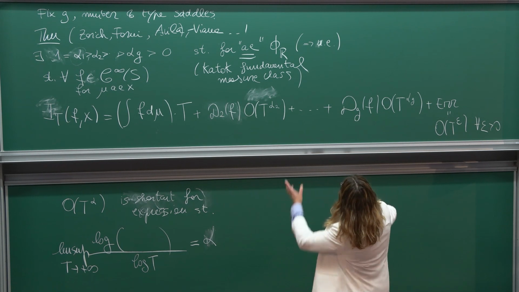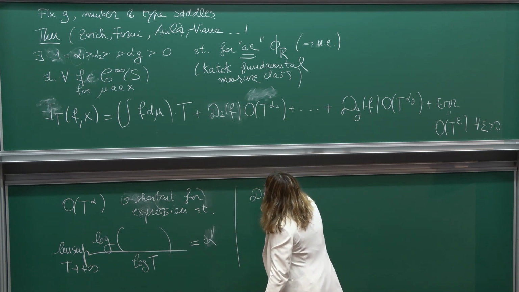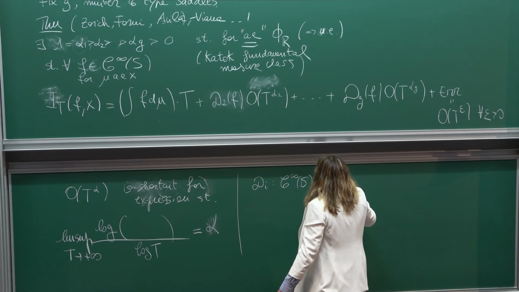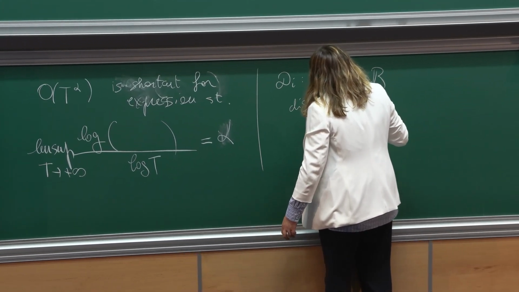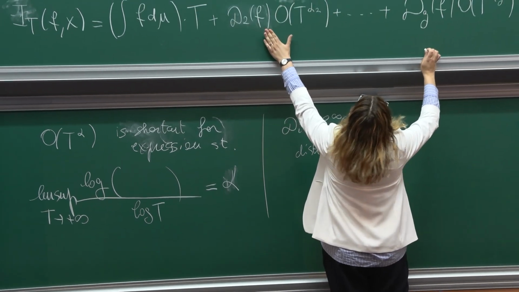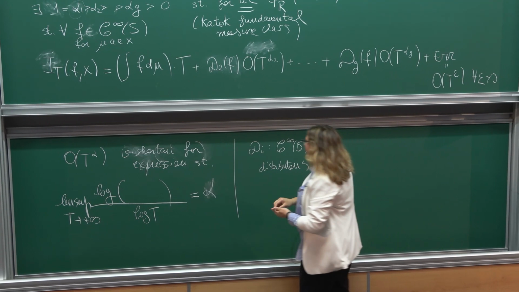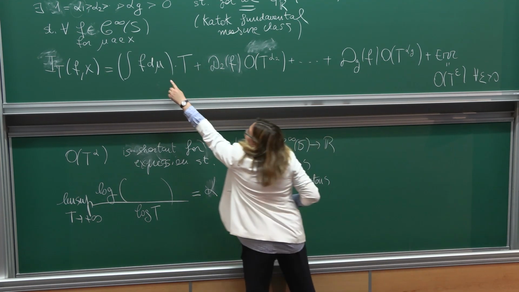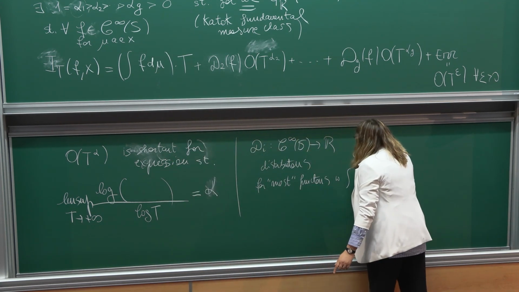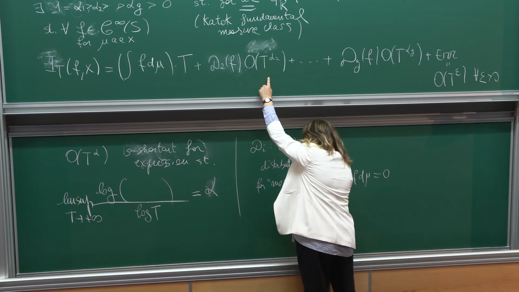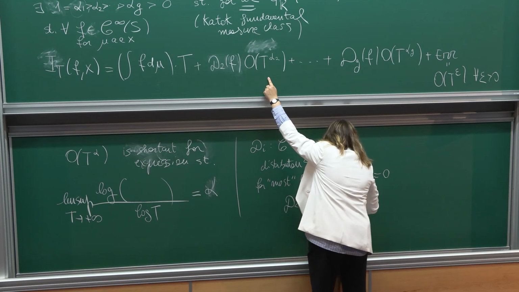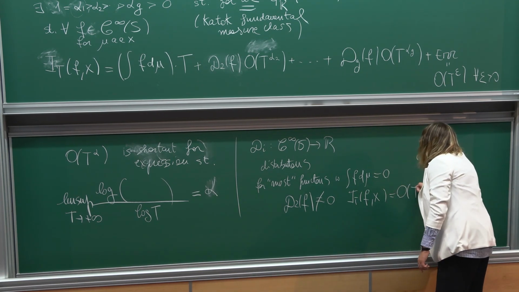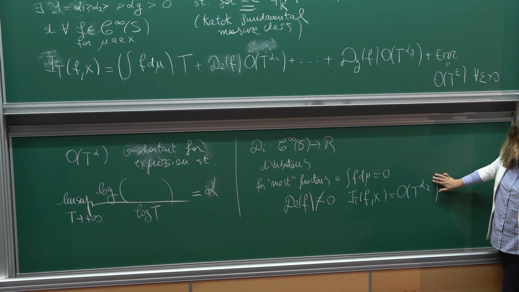The other thing I wanted to say is what these d_i are. The d_i are distributions, so they go from C infinity of S to R. For most functions, the integral of f is equal to 0, and you will see that d2 of f will be different from 0. Then you will see that the ergodic integrals indeed grow like O of t to the alpha 2. This is the alpha 2 that we saw yesterday.